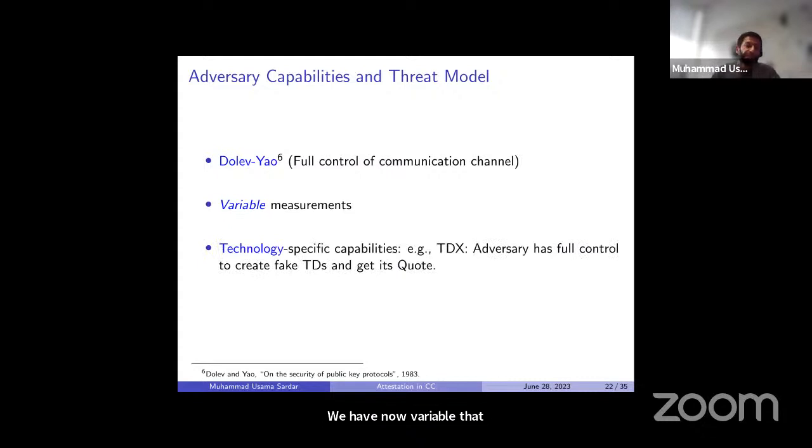And the state of the art currently before that uses constant measurements. And we have some technology-specific capabilities for the adversary, meaning that, for example, for TDX, the adversary has full control to create fake trust domains. Trust domain is the name for the VM in Intel's terminology. And it can get its evidence, and Intel's terminology for this is the quote.